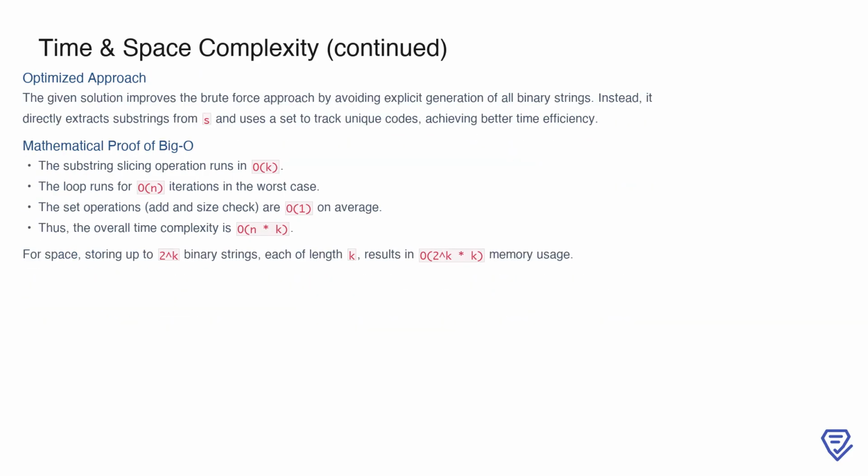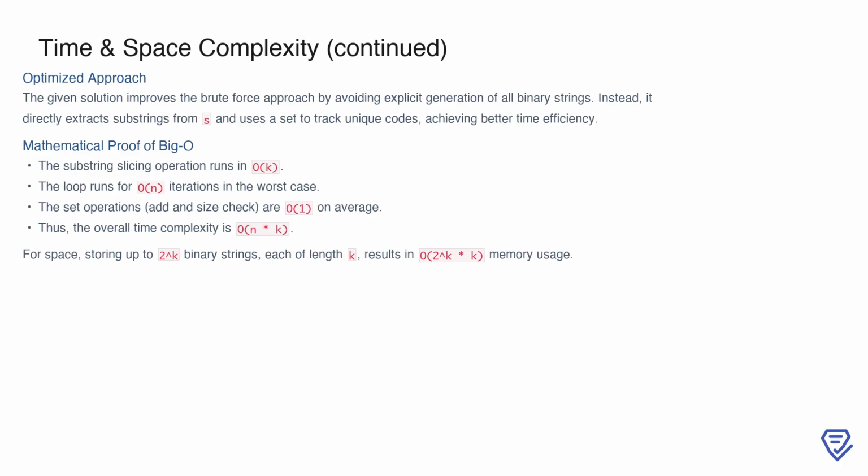The optimized approach improves on the brute force method by directly extracting substrings from the input string and using a set to track unique codes. This avoids the need to explicitly generate all binary strings of length k, leading to better time efficiency.